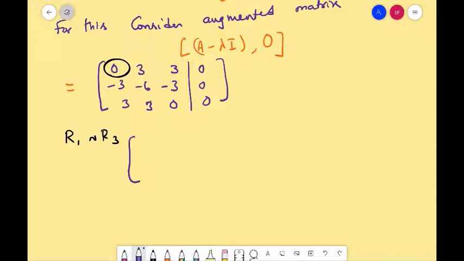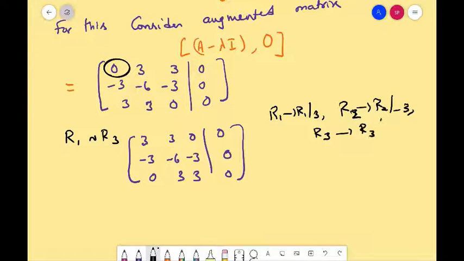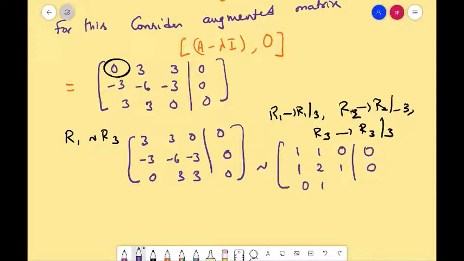Then this will be equal to 3, 3, 0, 0. And then minus 3, minus 6, minus 3, 0, 0, 3, 3, 0. Now you have here pivot position. Before taking the pivot positions, I want to do the step that for R1, R1 by 3, for R2, R2 by minus 3, for R3 also R3 by 3. Then what would be this matrix? This will be transformed to 1, 1, 0, 0, 1, 2, 1, 0, 0, 1, 1, 0.